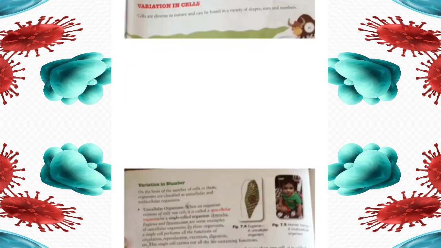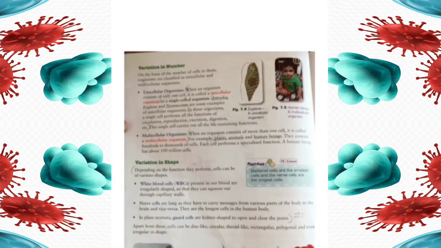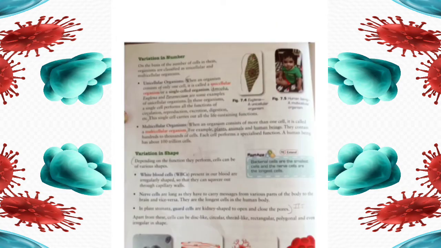Now, variation occurs in multiple contexts. First is on the basis of number. An organism can be unicellular, where a single cell acts as the organism, meaning all life processes, digestion, absorption, excretion, occur in a single cell. Examples are amoeba and euglena. Then we have multicellular organisms like ourselves, with organ systems and multiple organs made up of cells.